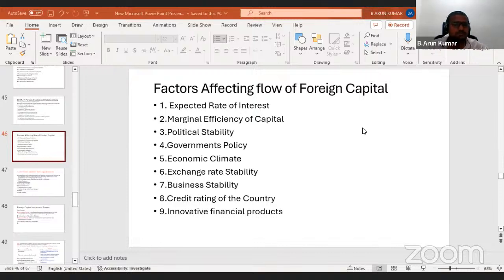So based on stable exchange rate, stability in exchange rates indicates economic stability and less risk. Foreign capital tends to flow into countries with stable currencies and less exchange rate fluctuations, which protects the capital investments and also gives stability in returns on investments.